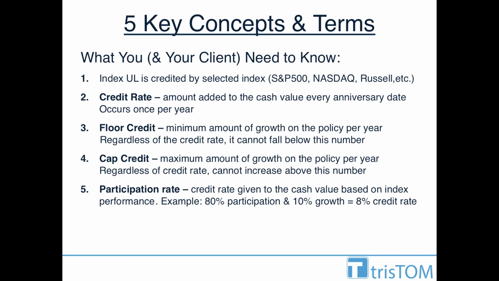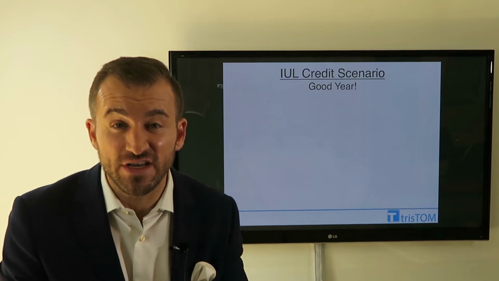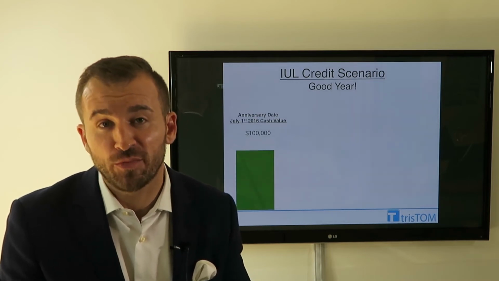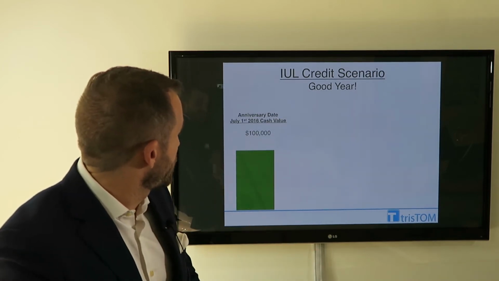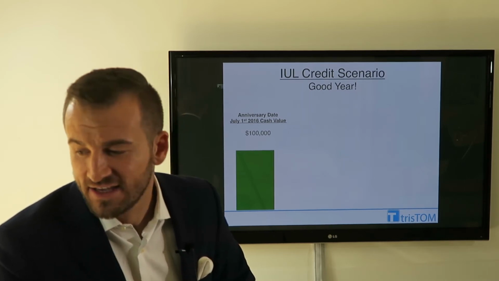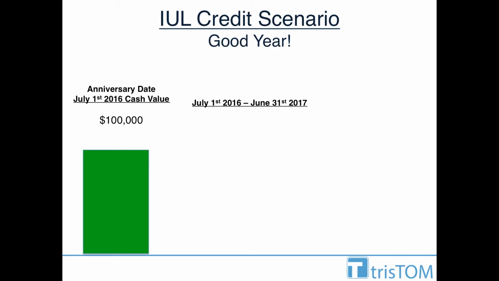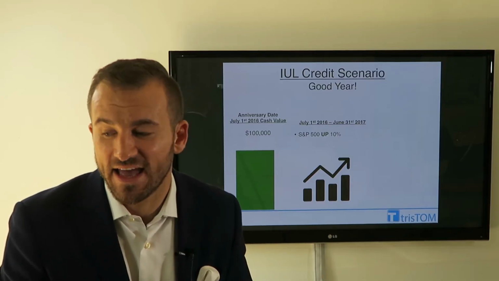Now, let's go over certain scenarios to make you understand how this policy works. Let's just say that the index that you follow is the S&P 500, and we have a good year. And we look at your current policy. So let's just say that the anniversary date on your policy is July 1st of 2016. The cash value that you look at, you see that it's $100,000. And from July 1st, 2016 to June 31 of 2017, you look at the S&P 500 and you see that it's up 10%. That's a really decent year that you have.